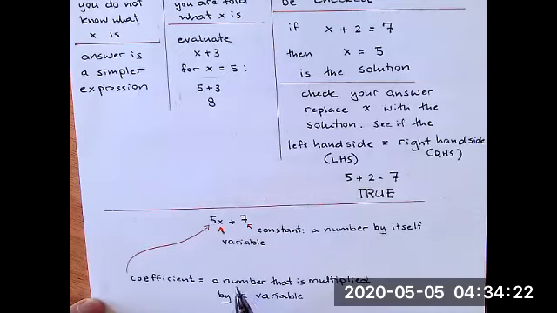Some definitions. So the letter that represents a number is called the variable. A number that's all by itself is called a constant. And then a number that's being multiplied by a variable is called the coefficient.